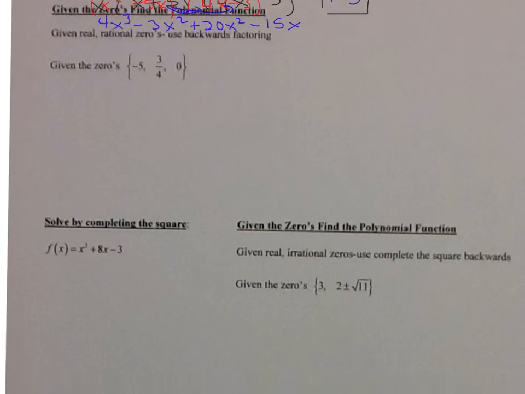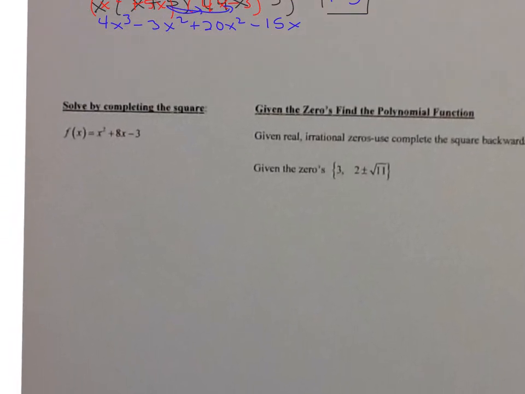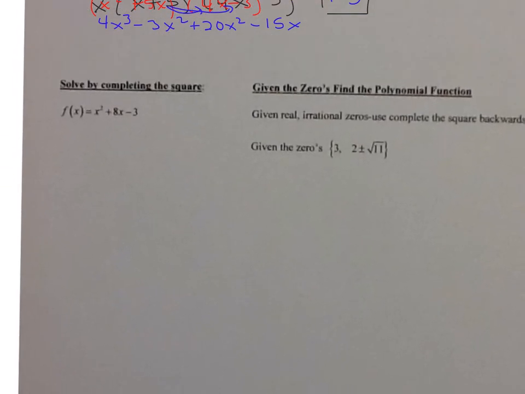Now, what happens if we have irrational zeros? So what we're going to do for this, because you see I have irrational roots here, is we're going to use completing the square backwards. So I just want to review completing the square so we have something to reference. So I want to find my solutions here. So it's x squared plus 8x minus 3 is equal to 0.